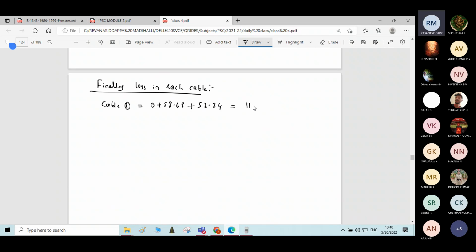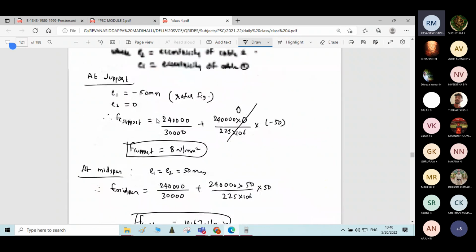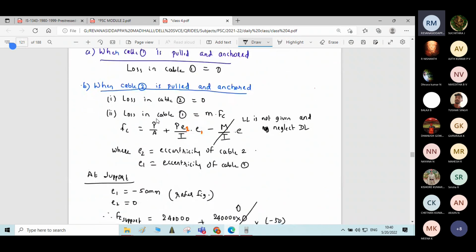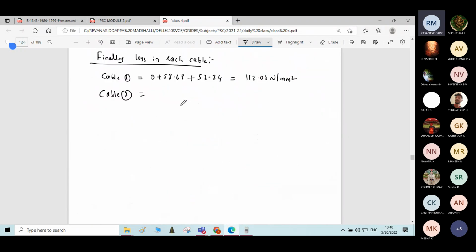So it will be 112.02 Newton per mm square. Then similarly we have to calculate the total loss in cable 2. When cable 1 is pulled and anchored, there is no existence of cable 2 only. There is no loss only. When cable 2 is pulled and anchored, loss in cable 2 is 0, 0 plus 0 plus.